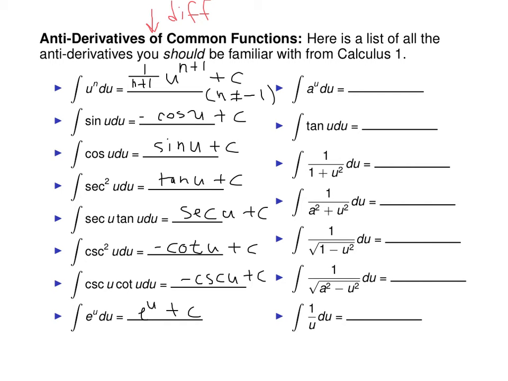A to the u's antiderivative is 1 over ln of a times a to the u plus c. All right, tangent's a little bit tricky, and the derivation of this is something you can reference your textbook for, but the antiderivative of tangent is the natural log of the absolute value of secant of u plus c. All right, whose function's derivative has 1 over 1 plus u squared as its derivative? That is actually arctan.